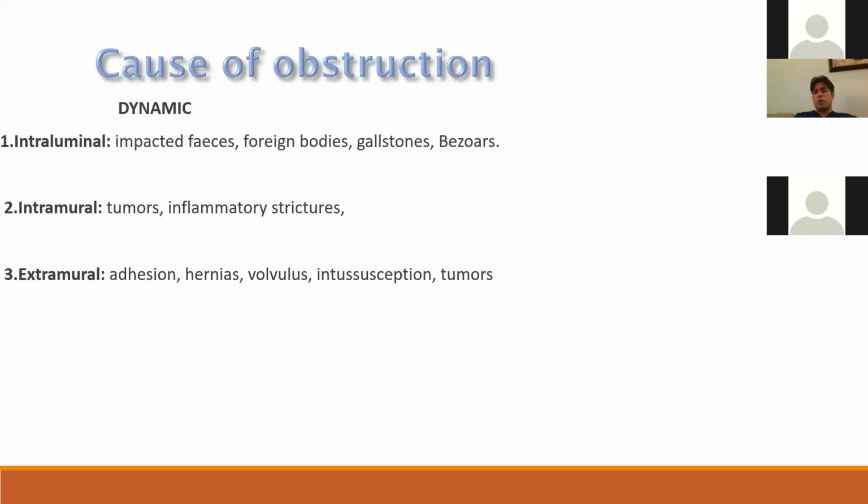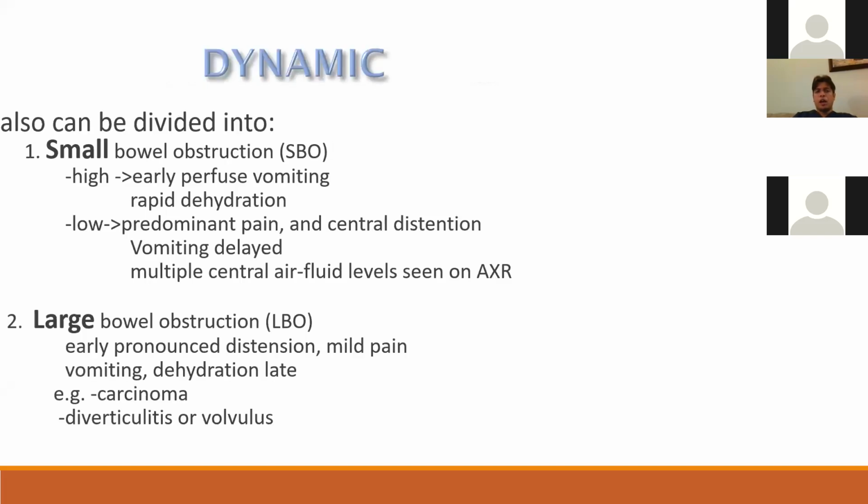Adhesions are usually found in those abdomens who have undergone exploratory laparotomy. There is a 40% chance of adhesion formation after any open abdominal surgery. Dynamic obstruction can also be divided into small bowel obstruction and large bowel obstruction.